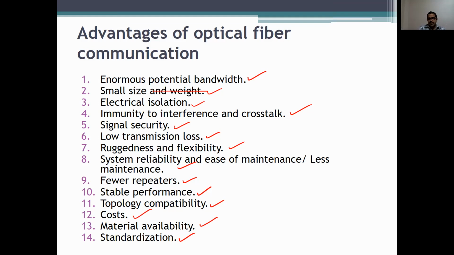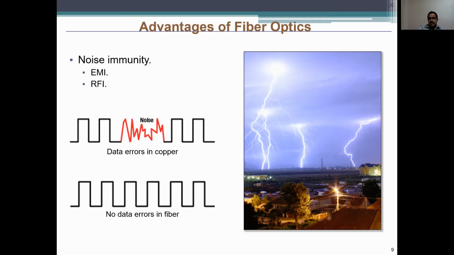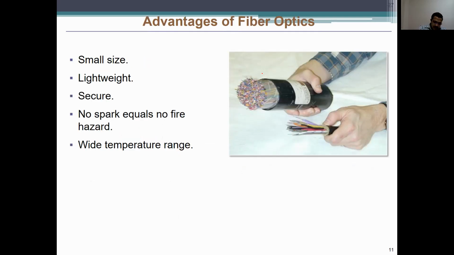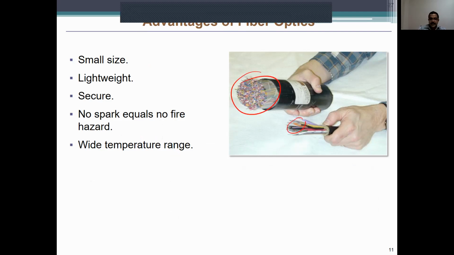This is what I discussed already. It's noise immunity. Optical communication system has a high advantage over normal copper cable or metallic conductor. It's highly immune to radio frequency interference and electromagnetic interference. It has high bandwidth, small size and light weight. You can see in the figure the size of a normal copper conductor and the size of a normal optical cable. There's a huge difference in weight and size of an optical fiber cable and a normal copper cable.